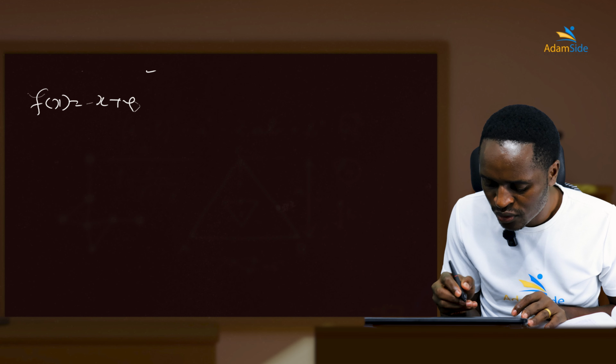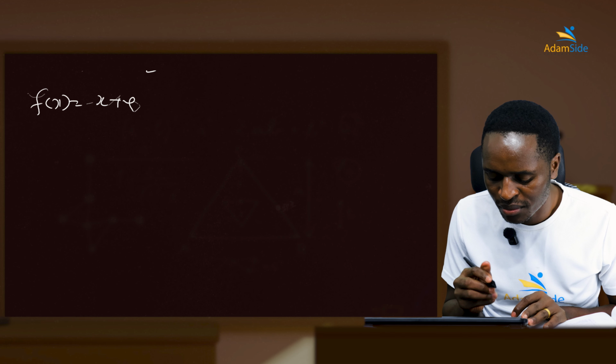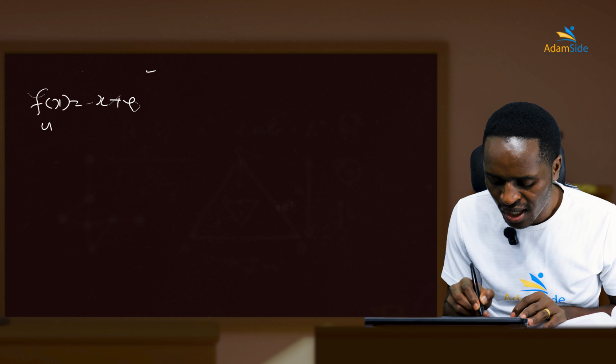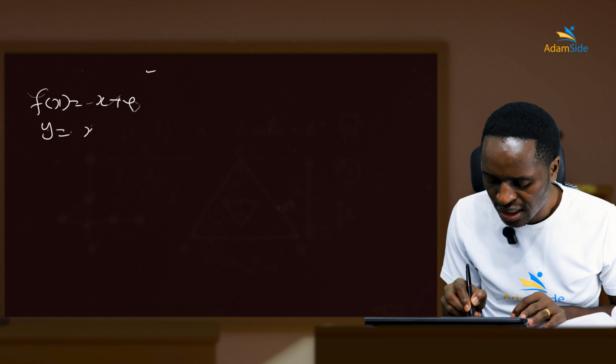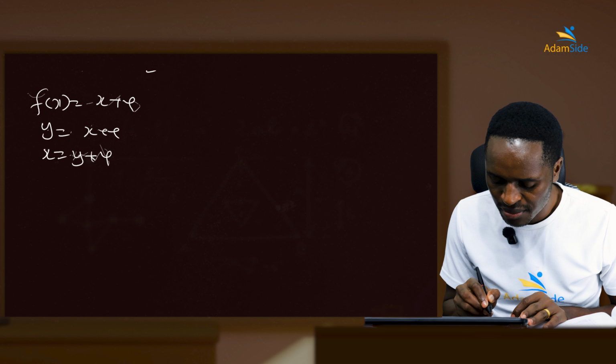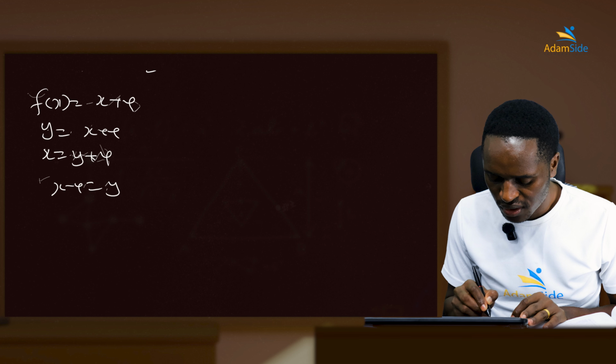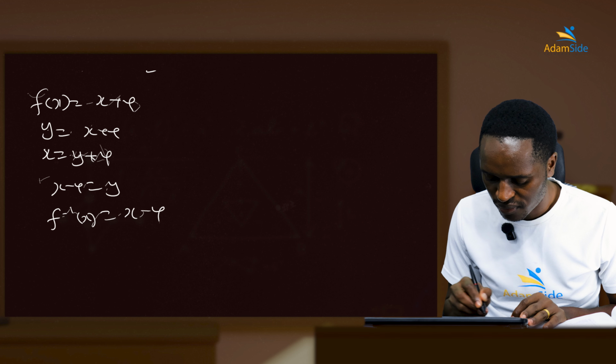So you have two formulas. You choose which one is easier. Y, I use the swap variable, x plus 4. Where there is y, put x. Then make y the subject. Plus 4 minus 4. So x minus 4 is equal to y. So f inverse of x is equal to x minus 4.